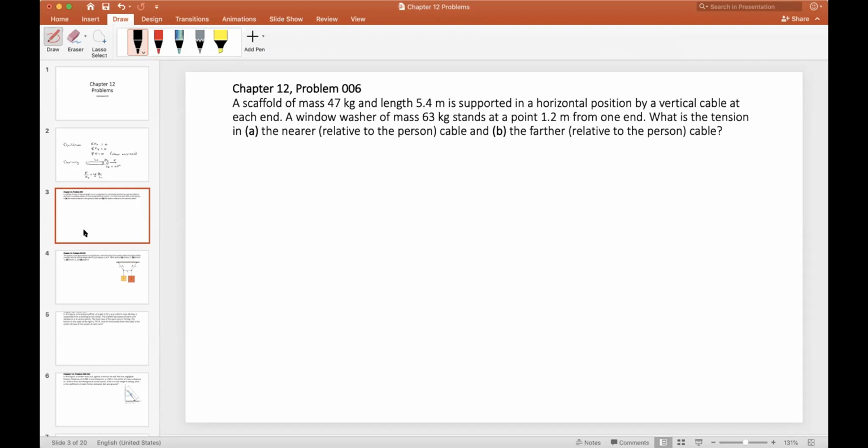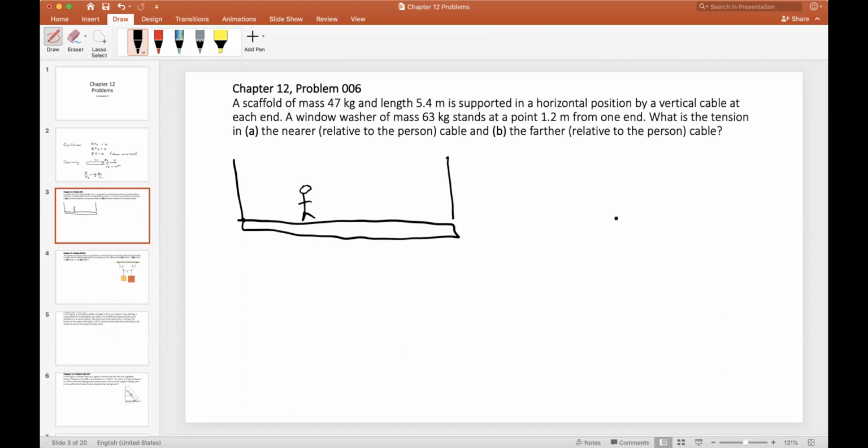So problem number 6 in chapter 12, this is a straight up equilibrium problem. We have a scaffold that's being held. A scaffold's just a thin bar. It's being held by a wire on each side. And then somewhere on here, there's a guy who's washing windows. So he's just standing there. We don't know the tensions in the wires, and we need to find them.